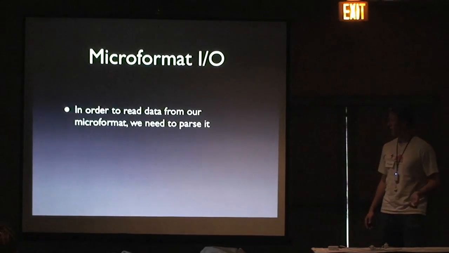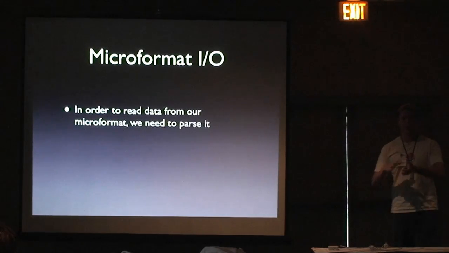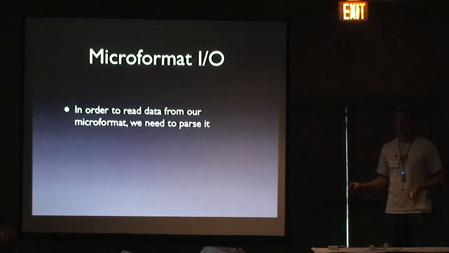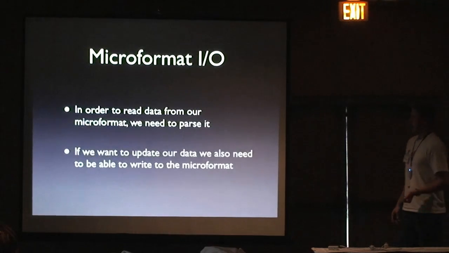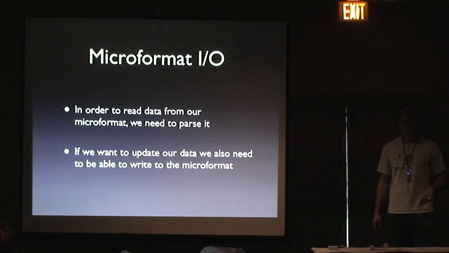In order to read data from our microformats, we obviously need to parse it, because as you saw, it's all hidden in the HTML, and while you can see it, it's still a different thing from actually having it in a clean JavaScript variable. And if we want to update our data, we also need to be able to write to the microformat. So let's start by looking at how we can read our own microformat in the DOM.